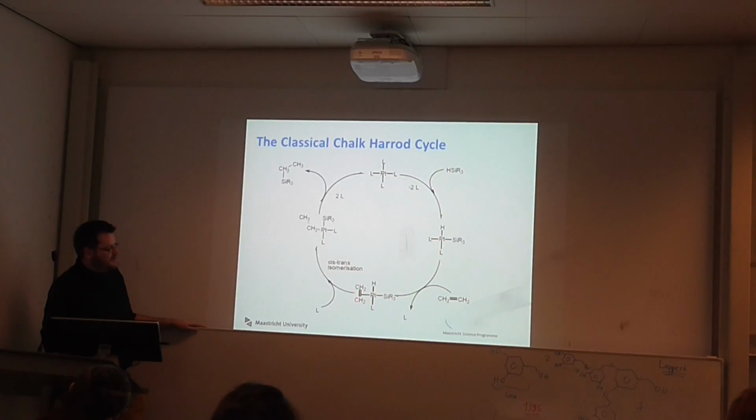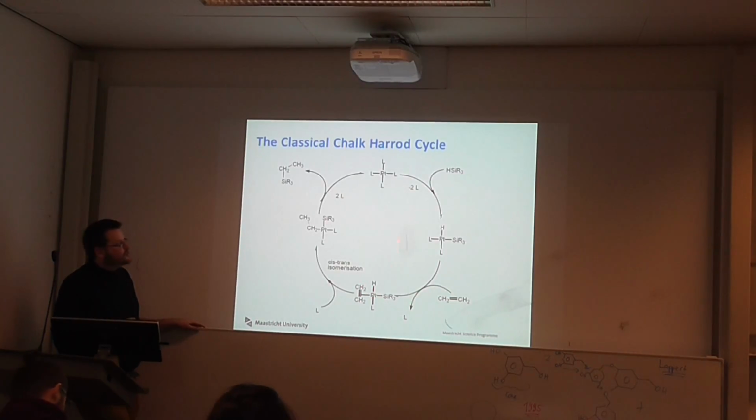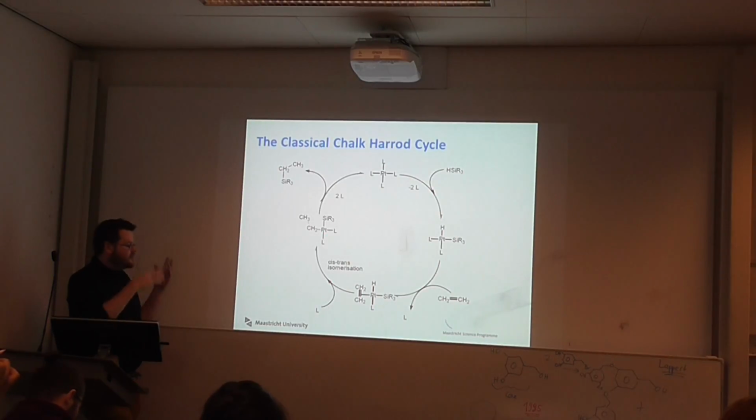This is a key point in the classic Chalk-Harrod mechanism. We have insertion of the alkene into the platinum hydride, right? That hydrogen originating from the H on the silicon. This has been secured by deuteration studies, incidentally. And then we have the reductive elimination. So insertion of the alkene into the platinum hydride, cis-trans isomerization as required. If not, it goes straight through reductive elimination, we get the product.